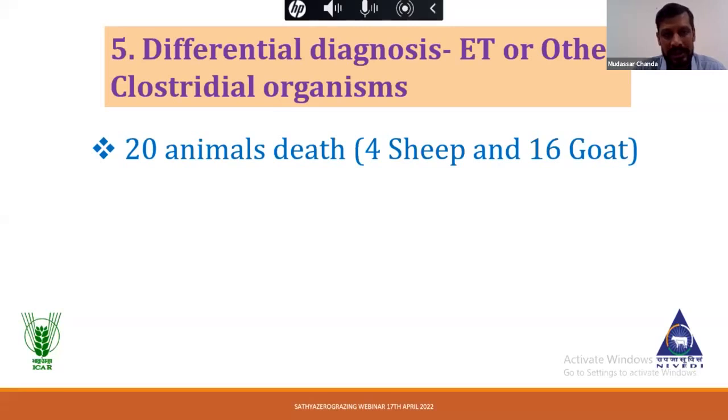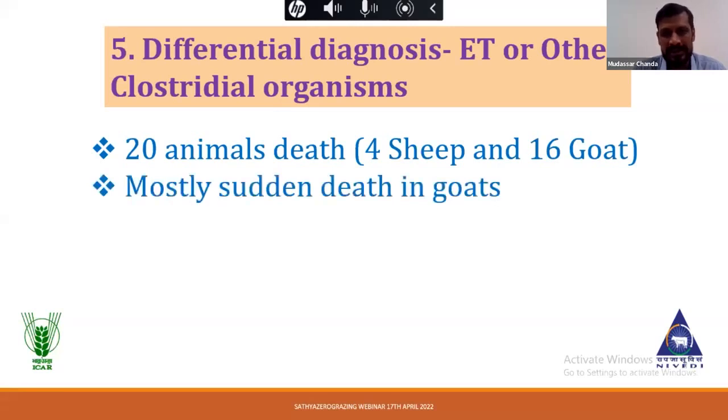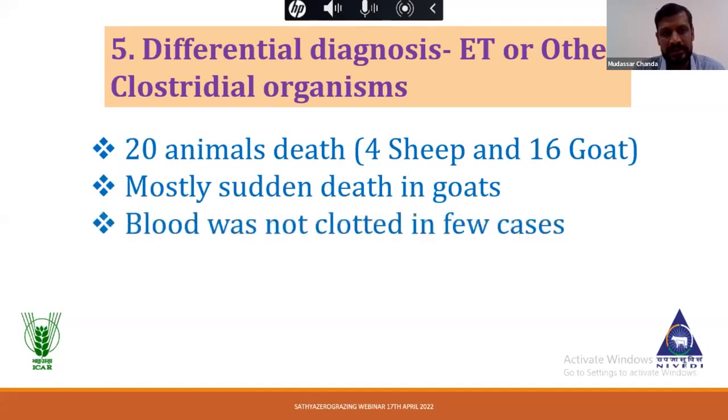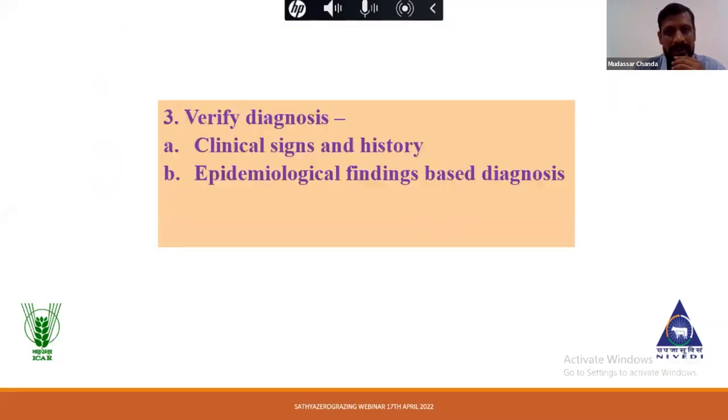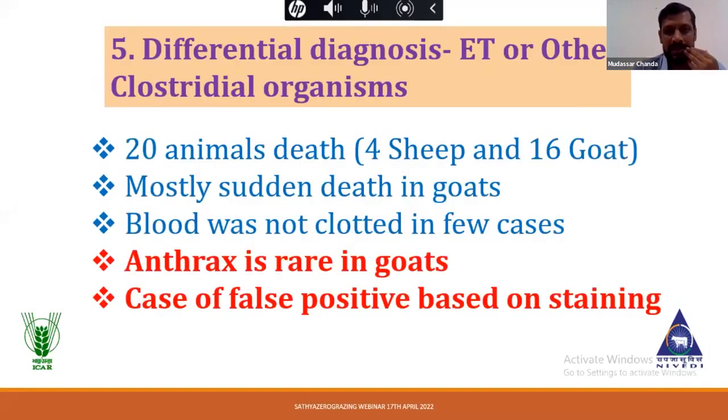There were again 20 animals died, 4 sheep and 16 goats. Mostly the deaths were sudden deaths in goats, and blood was not clotted in a few cases. Anthrax, we all know it's very rare in goats. But in this particular case, there was some staining. Everybody knows the anthracoids, which we get in staining the gram-positive organisms. Based on that, it was sort of declared as anthrax, but it was not a case of anthrax.